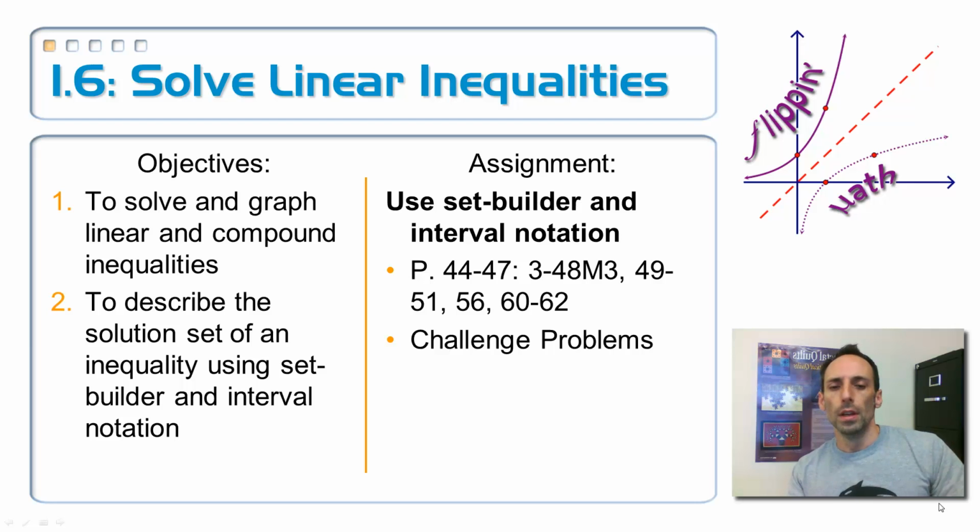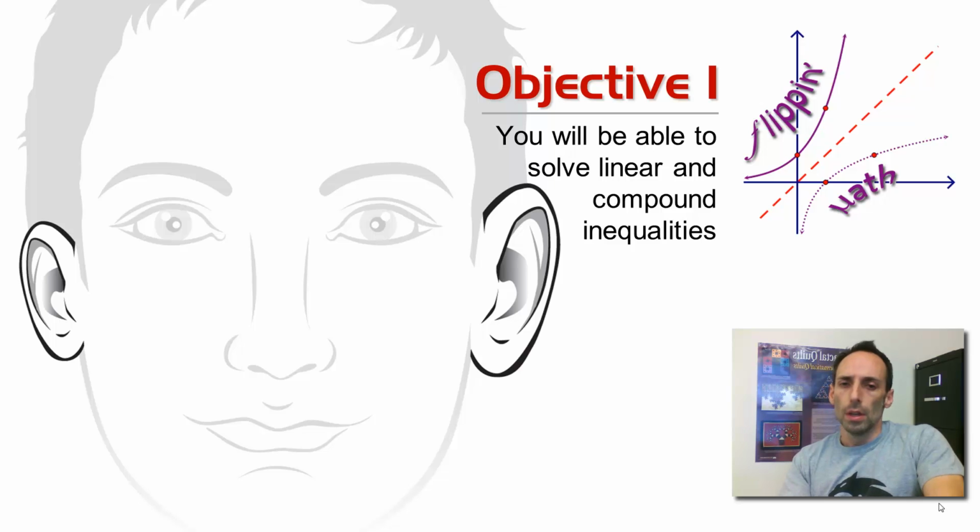Okay. So, and then you can see our assignment here, and I wrote in there that I want you to get practice using both. Like your book will probably only give one form. It might give it only in set builder or only in interval, but I want you to practice it in both. Okay, and then you have that set of challenge problems. No, they're not optional. Yeah, you have to do them.